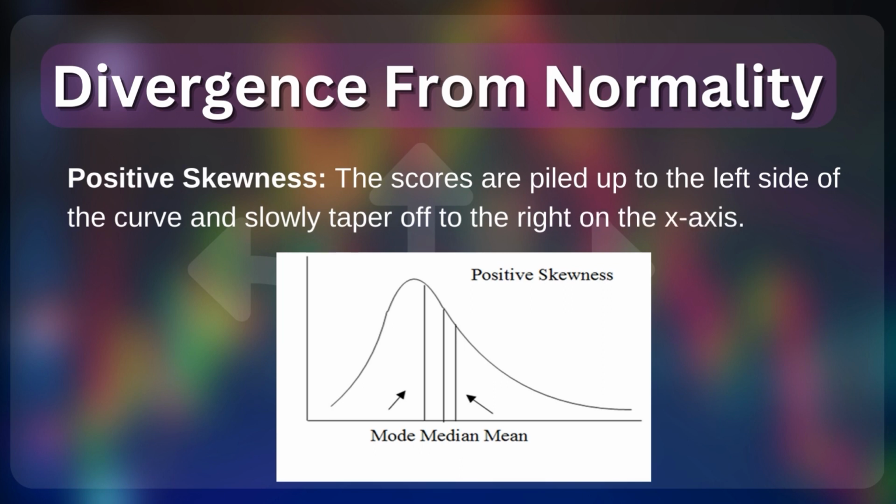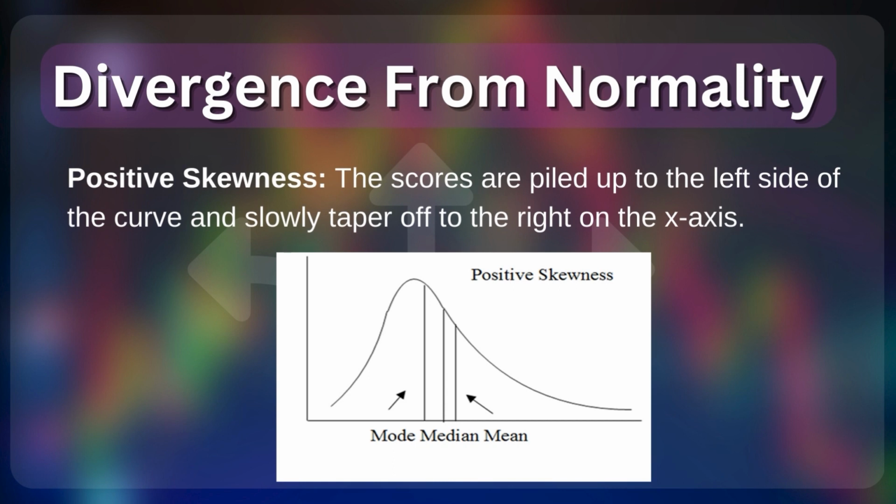Positive skewness occurs if the scores are piled up to the left side of the curve and slowly taper off to the right on the x-axis. As you can see in the diagram, mean, median and mode are not falling at the same point, and the scores are piled more on the left side of the curve and slowly tapering off onto the right on the axis. So, this is known as positive skewness.